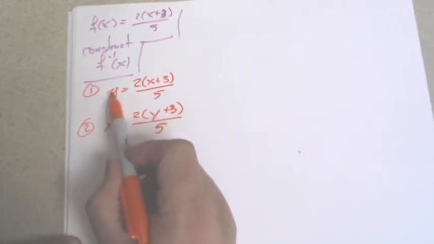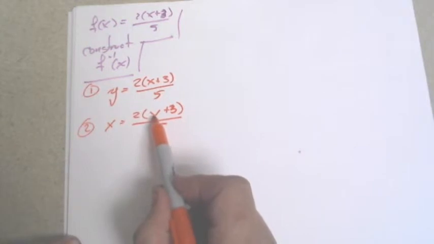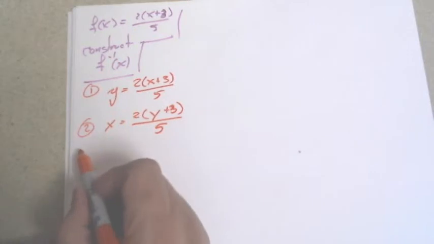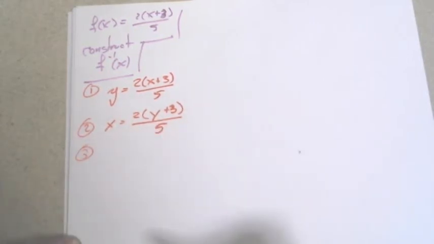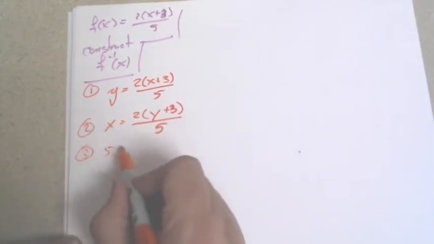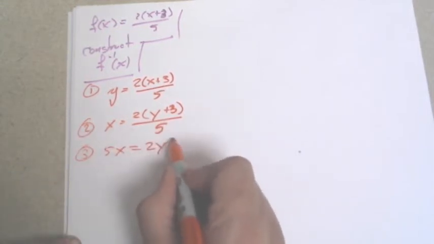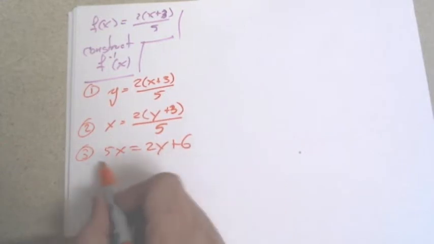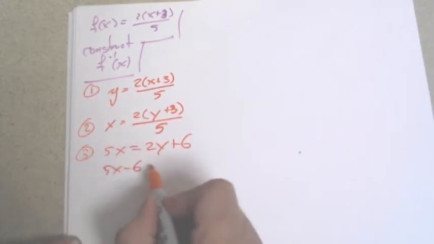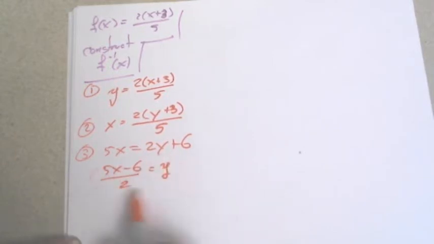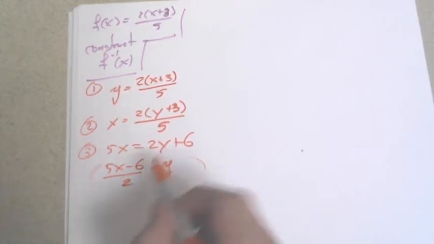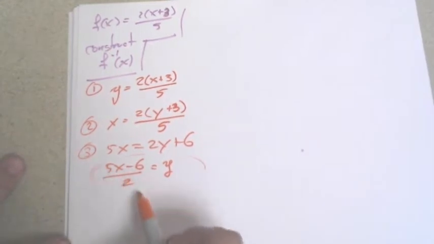If you left this as f of x, this would be f inverse right here. The only difference is we'd really like this to be solved for y. So everything else is solving this for y. So multiply by 5: 5x equals 2y plus 6 when you distribute. Subtract the 6, 5x minus 6, divide by 2 equals y. So that's your solve for y. I know I did that quick, and if you wrote 5 halves x minus 3, fine, same thing.